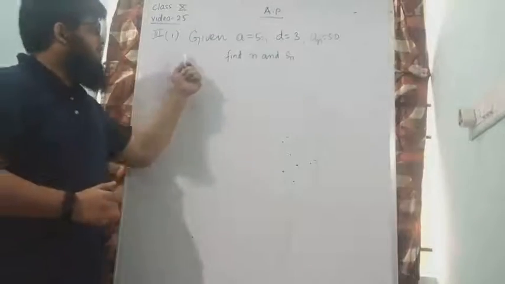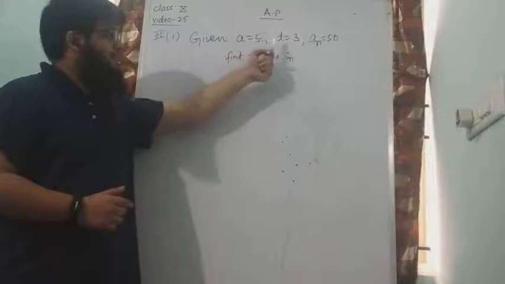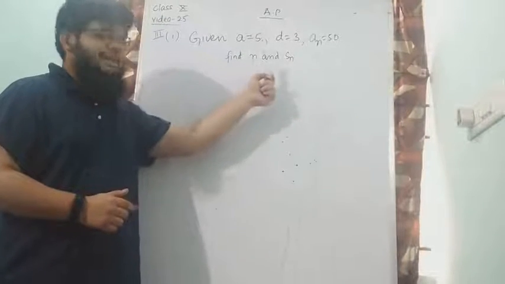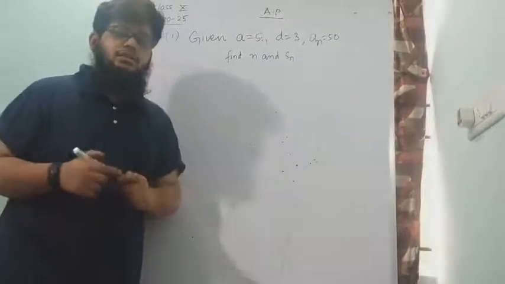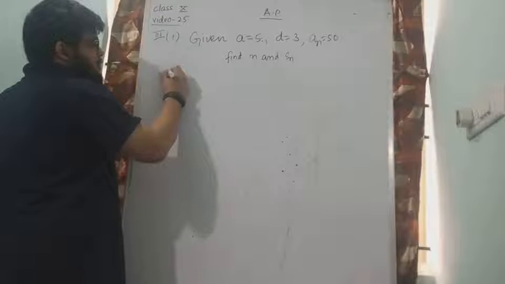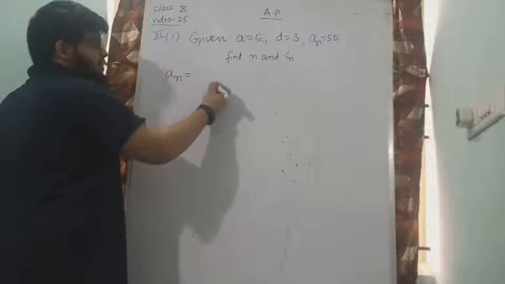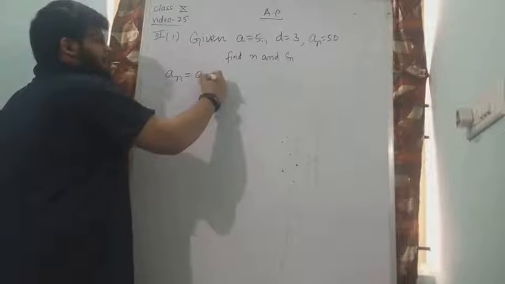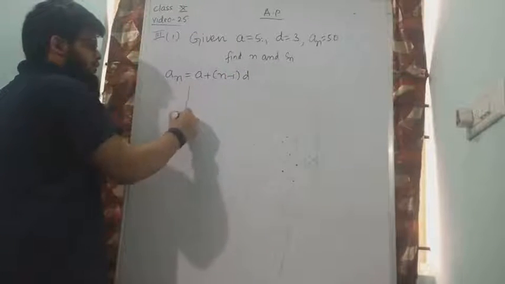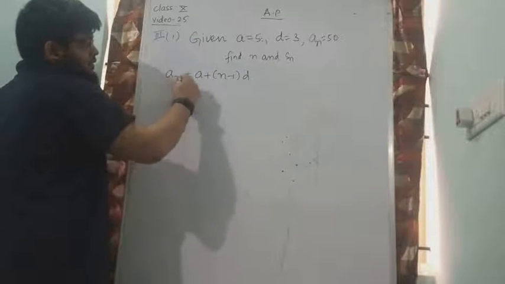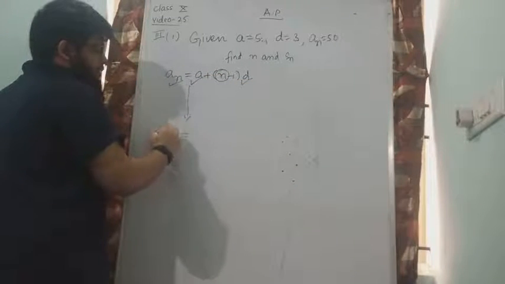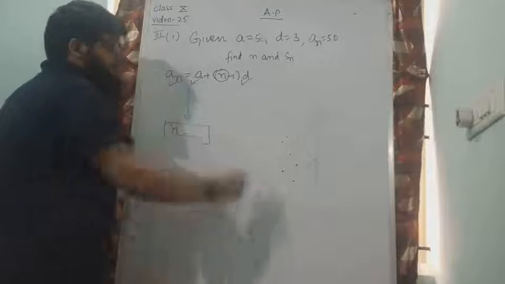According to the question, the value of A is given as 5, the value of D is given as 3, and the value of An is given as 50. You should find N and Sn. This is just like how we have done in the last class. By using this formula, An is equal to A plus (N minus 1) into D. An is given, A is given, D is given, and N you can find out by making use of this formula.